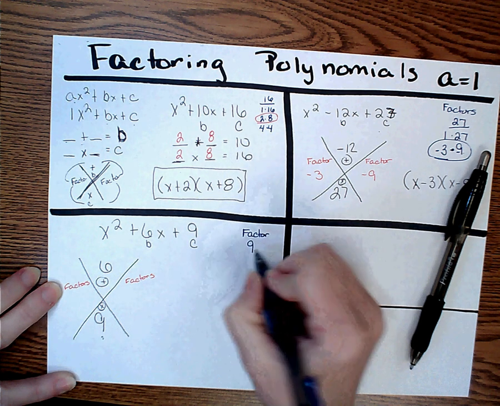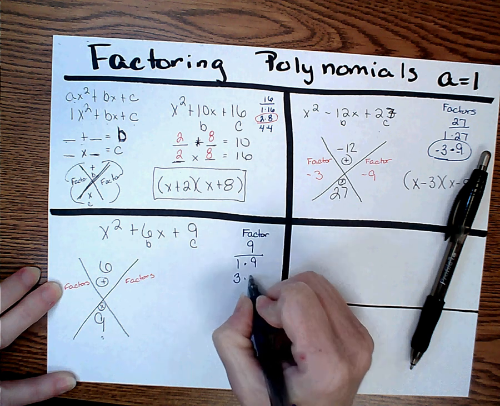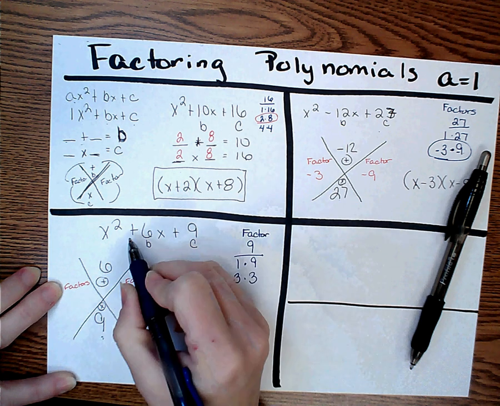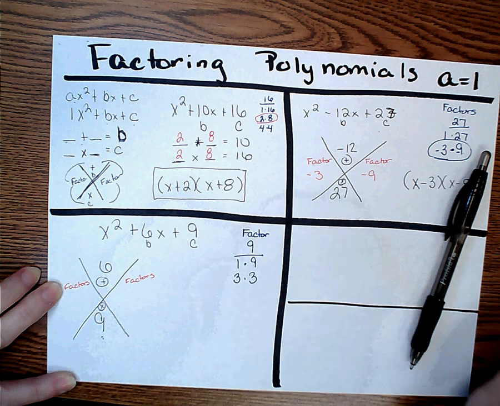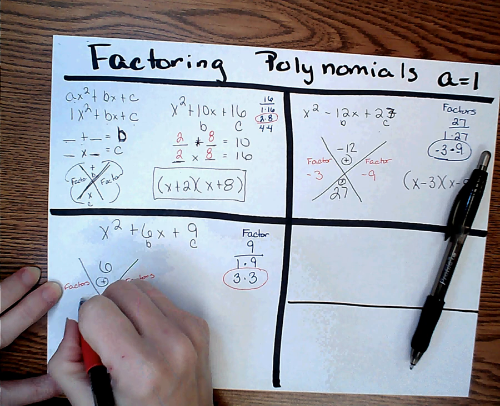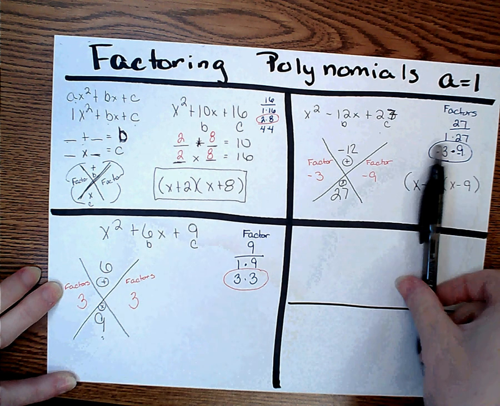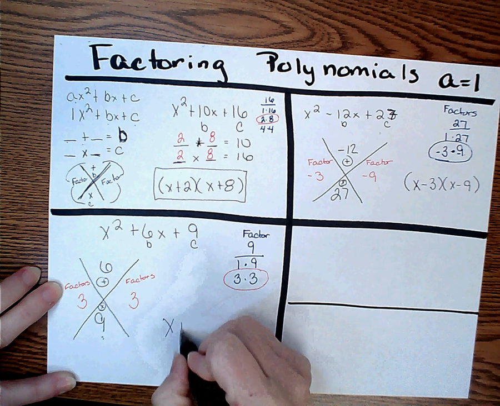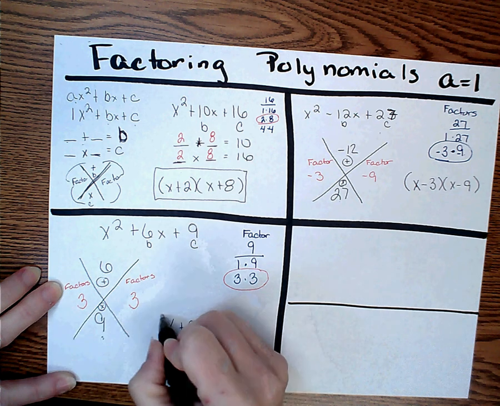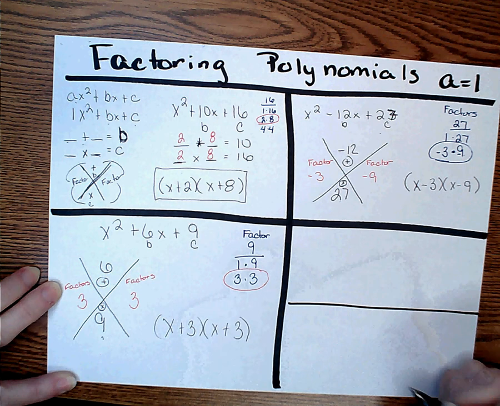So if I have 9, I know I've got 1 times 9. I also have 3 times 3. And since this is positive, I know that I have to have positive 3's. So this is a 3 and a 3, and so my answer is x plus 3, x plus 3. Okay.